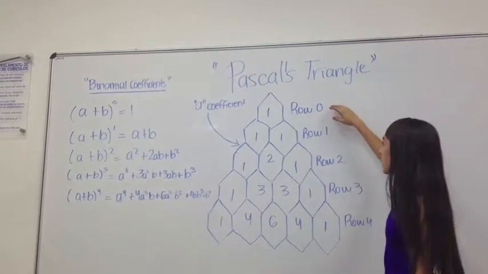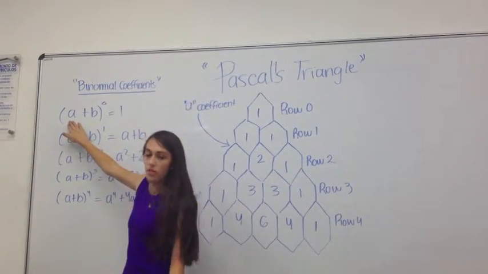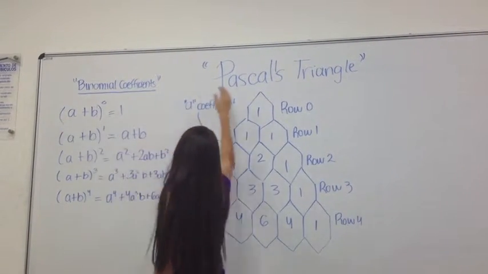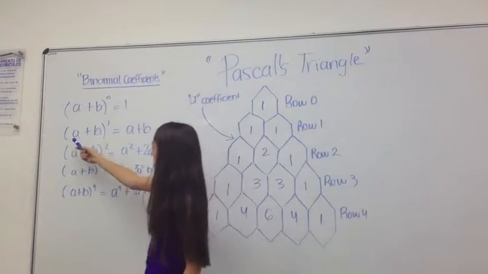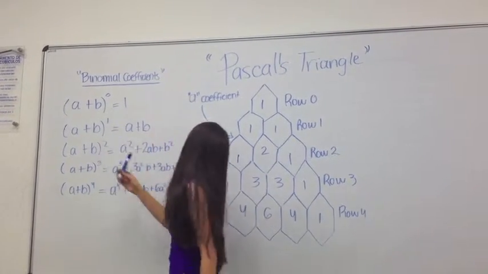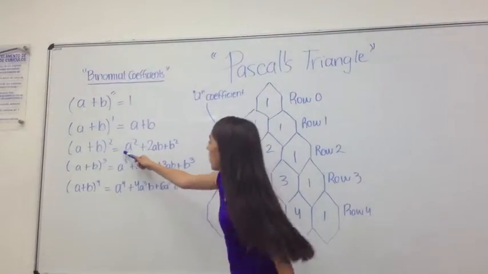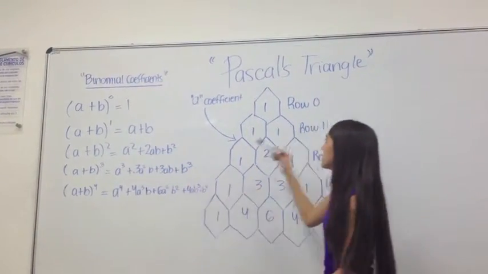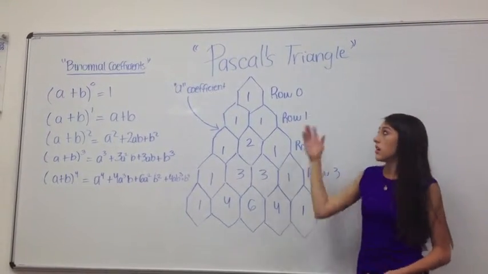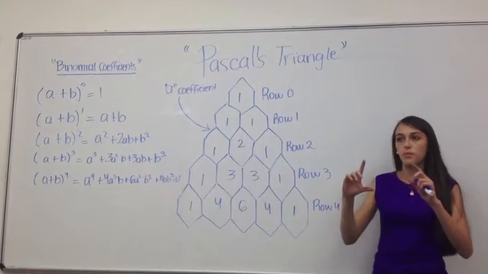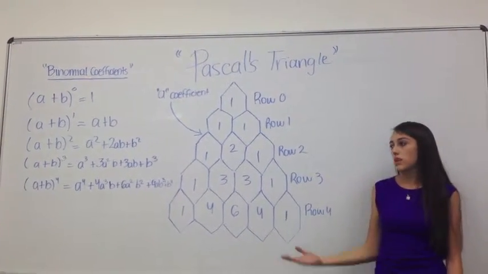Here we can observe that in row 0, the coefficient of A is 1. In row 1, the coefficients of A will be 1 and 1. In row 2, it will be 1, 2, 1, as in the Pascal triangle, and the sequence goes on. In this triangle, we can only observe a piece of it because the numbers are infinite, and it can be explained in this way.